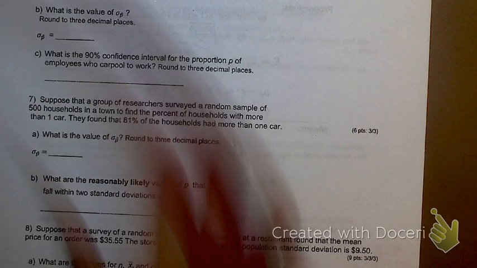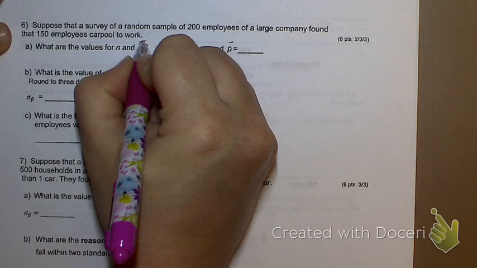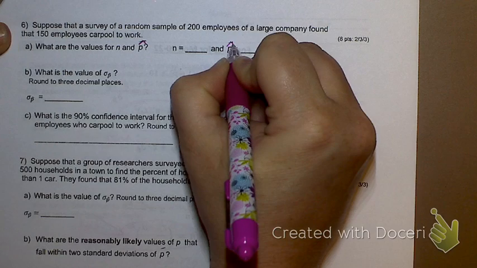Suppose that a survey of a random sample of 200 employees of a large company found that 150 employees carpool to work. What are the values for n and, I know this is kind of hard to tell, but it's p hat. What is n?